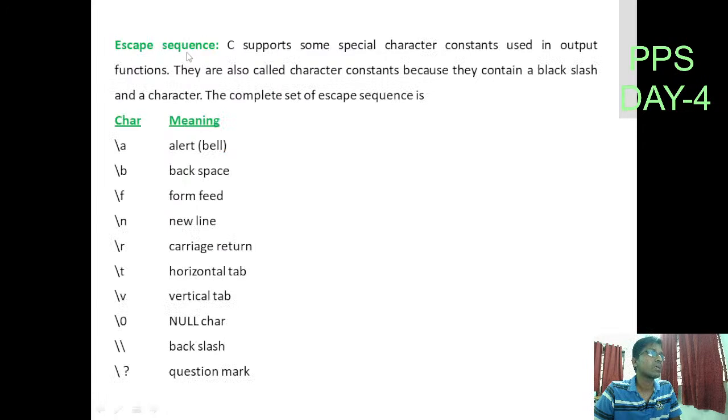These are some of the escape sequence characters, like \a, \b, \f, \n, \r, \t, that is a tab space, \v vertical tab space, \0 null character, and backslash, and a slash, and a question mark. So these all will be escape sequence characters, special character constants, and they will be used in our program.